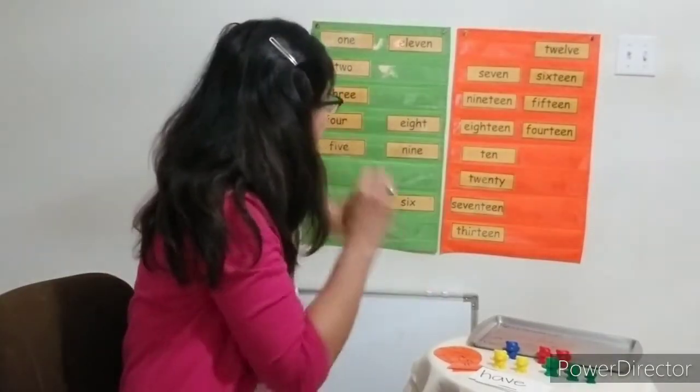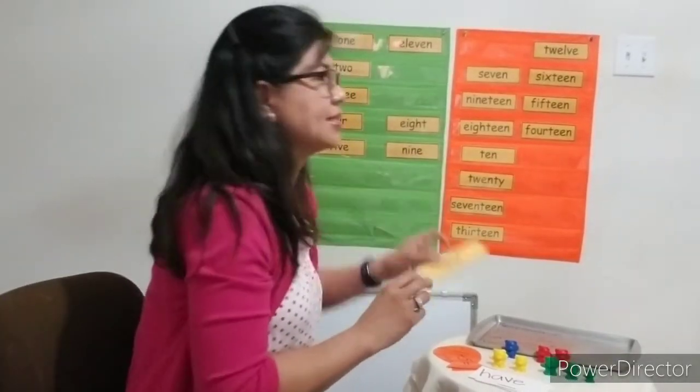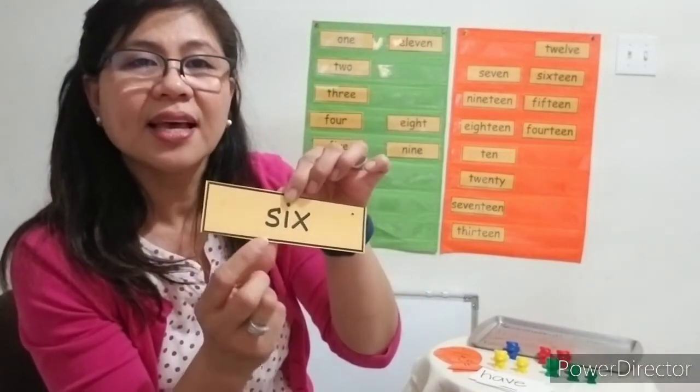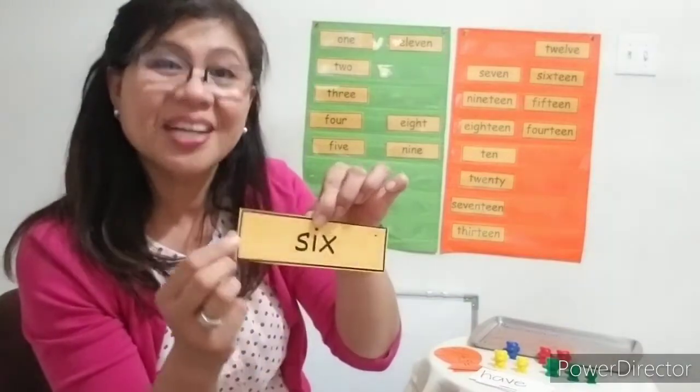Okay, what comes after 5? 6. How do we spell 6? S-I-X, S-I-X, to make a number 6.